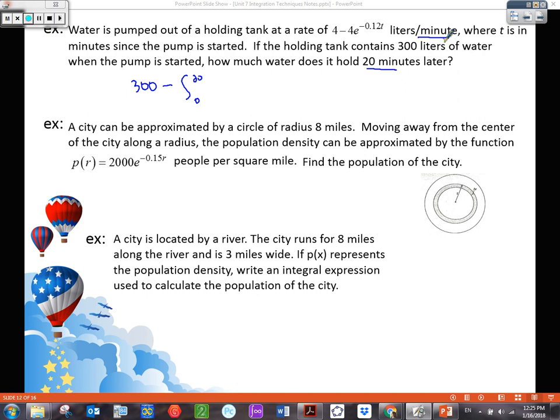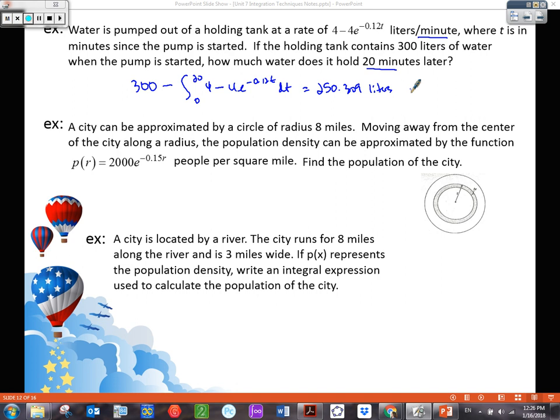So we're going to take out the integral from 0 to 20 of the rate that the water is being pumped out of the tank. Now it's a matter of putting it in our calculator and calculating that. And we get 250.309 liters.